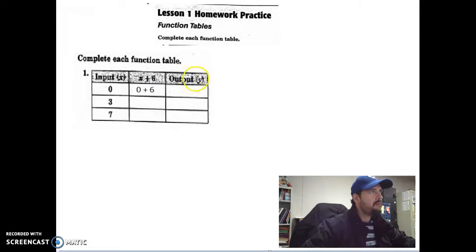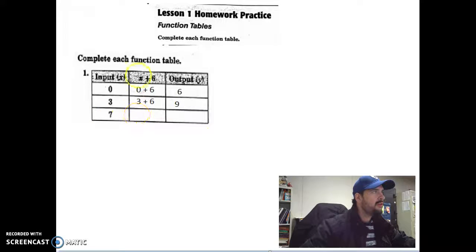Our dependent variable over here depends on what this is, right? So 0 plus 6 is 6. Pretty straightforward, right? So we're going to do the same thing. Instead of x, we're going to plug in whatever number is here for x, which is 3. So 3 plus 6, because that's our little rule right here, and that's going to equal 9.